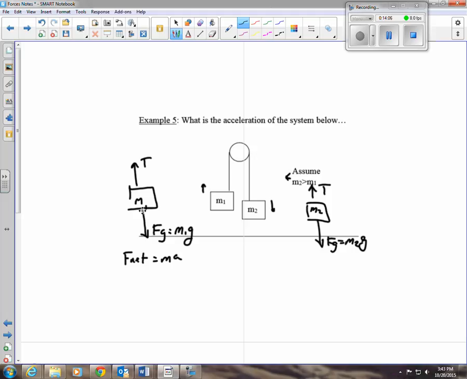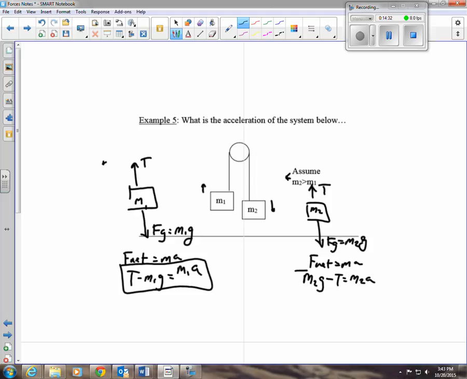So now I know that the T for this one is going to be bigger than M1G. So it's going to be T minus M1G equals M1A. There. On the other side, I know this block is going to go down. So F-net equals MA. It's going to be M2G minus T equals M2A. So those are my 2 F-net equations.